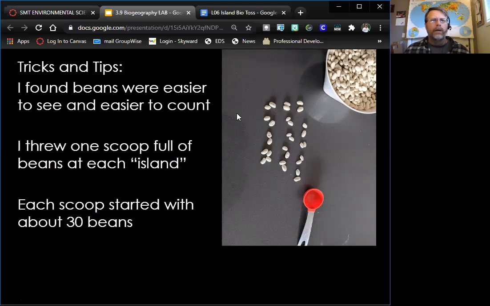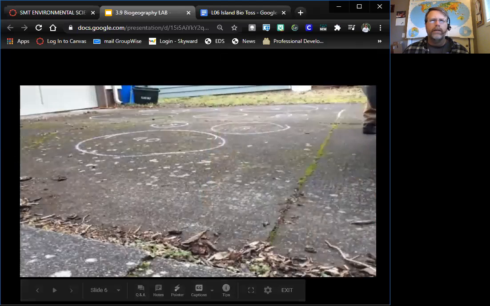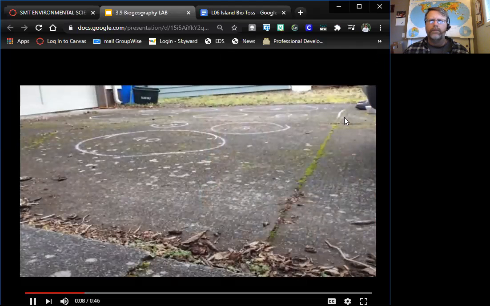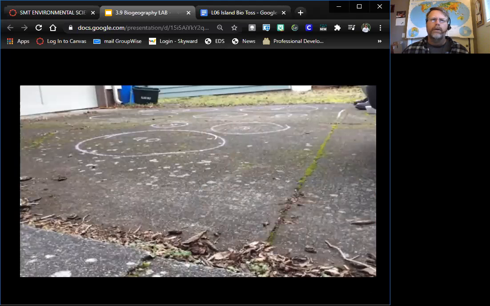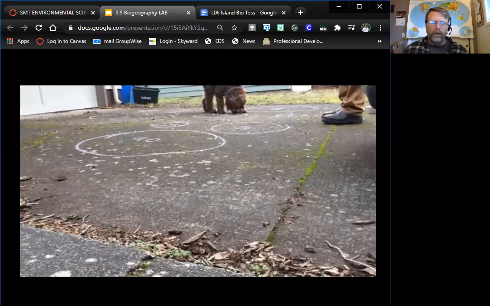And what you should see in the video here is that not all the beans land on the islands. So we have my mainland right here. I throw my beans at each little circle. Pretty soon here you'll see my assistant checking everything out. But I just went through again, standing on the line, throwing the beans at each circle as we go.